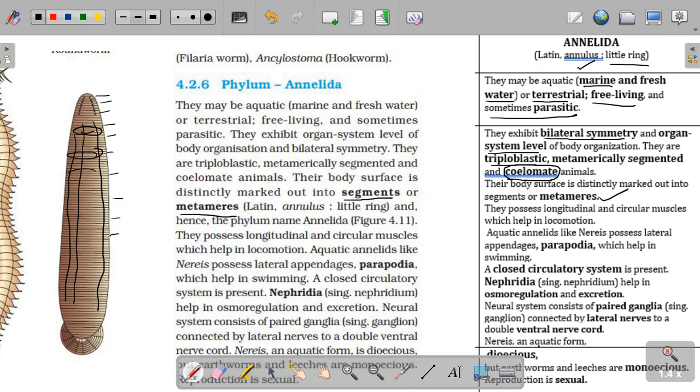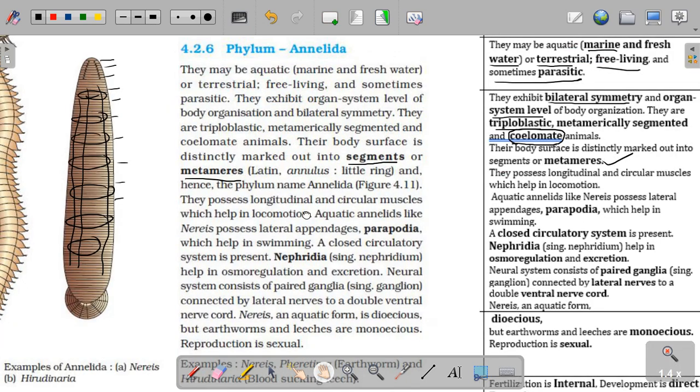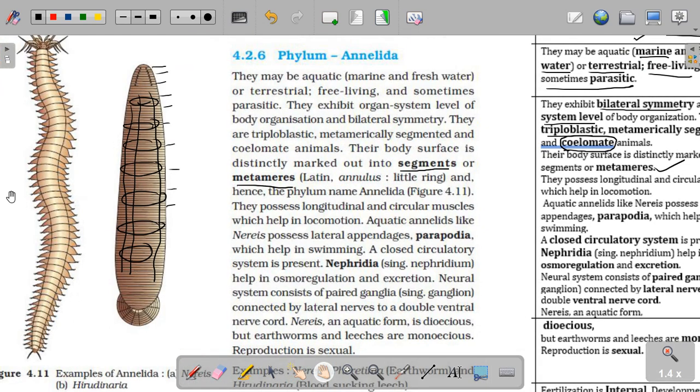Sometimes aquatic annelids, like Nereis, you can see this is the Nereis, possess lateral appendages like legs. You can say not exactly legs, but you can call them as appendages. Biologically, we can call parapodia. Okay, and they are helpful for swimming.